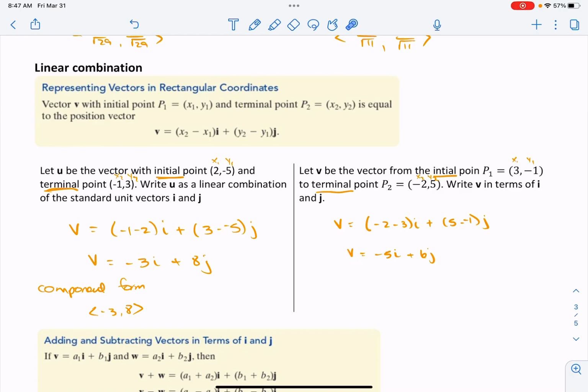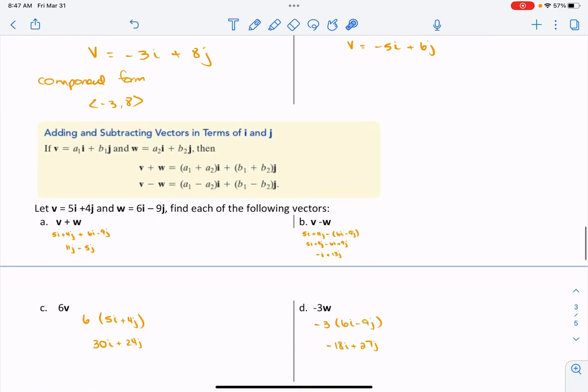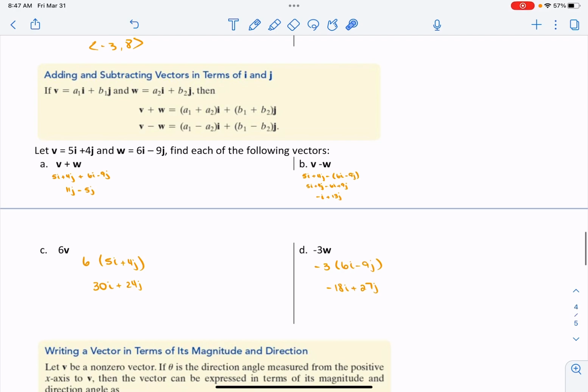The same thing with the operations. So the one that we did before was the operation in component form. Now we're going to do operations in linear combination form. But you do the same thing. You have to add the corresponding parts.